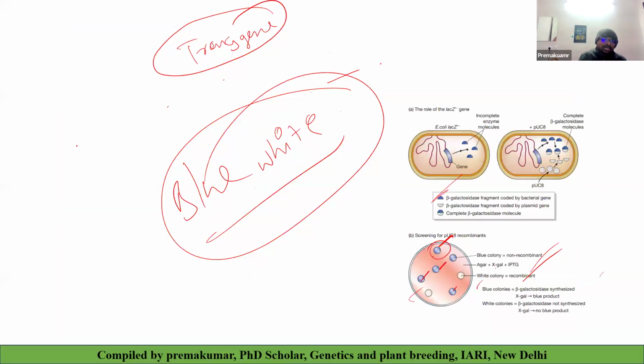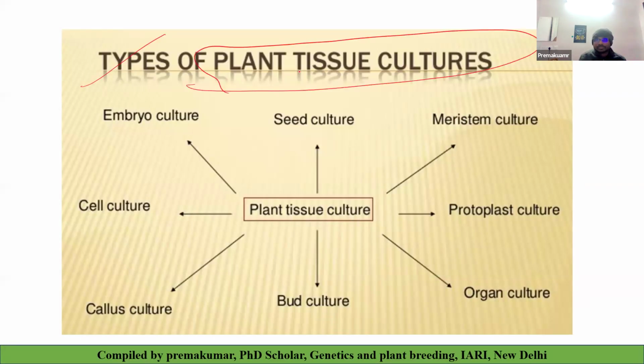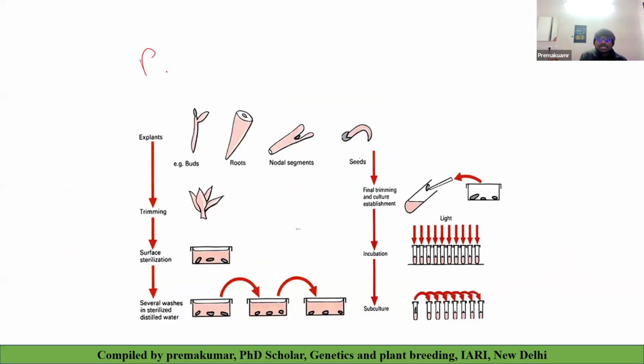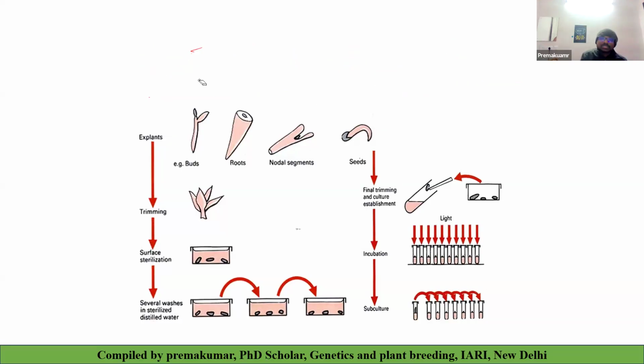Okay, you developed a transgene. The cell has the transgene, but you should develop a plant. Then only is your transgenic plant created. That is why we need plant tissue culture. This is the technique where plant tissue is used. Who gave the plant tissue culture technique? Who is the father of plant tissue culture? Haberlandt. He is the father of plant tissue culture.